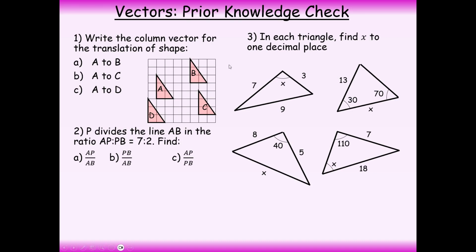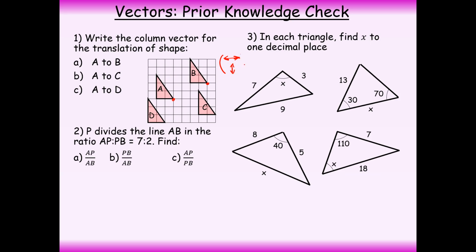Question 1a is just asking what is the column vector, like I said, that will take shape A to B. It doesn't matter which corner of A you choose, as long as you match it with the corresponding corner of B. So I've taken the bottom right corner. You need to say how many units left to right, and up, first of all. In vectors, the top number represents the left to right direction, and then the bottom number is up and down.